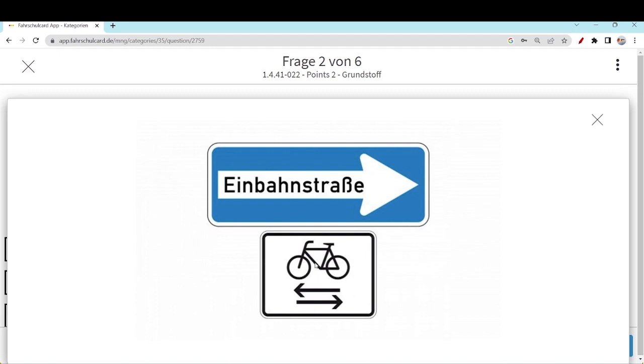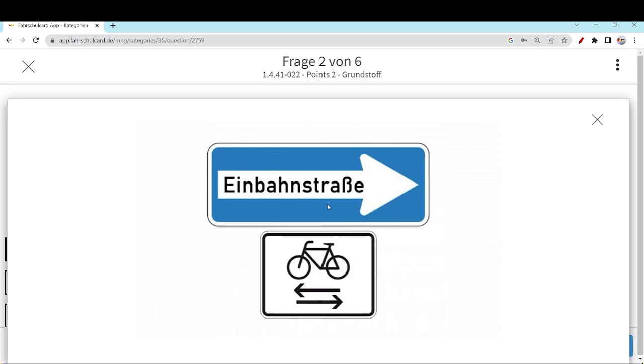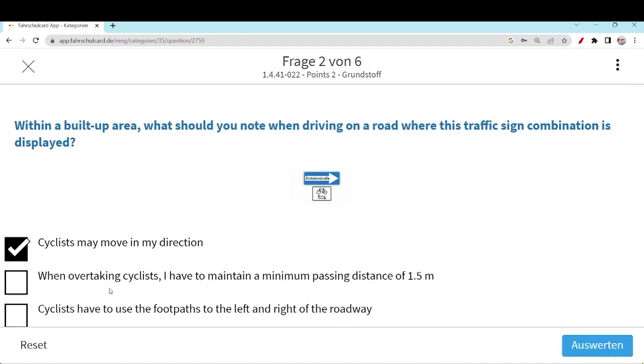Okay, so cyclists and the arrows. This is Einbahnstraße, one-way road, but not for cyclists. Cyclists can come from any direction. They can come in this direction, they can go in this direction. So within a built-up area, cyclists may move in my direction, that's fine. This is Einbahnstraße for cars and heavy vehicles, but not for the cyclists. Cyclists can actually come and go in any direction. So cyclists may move in my direction, that's fine.